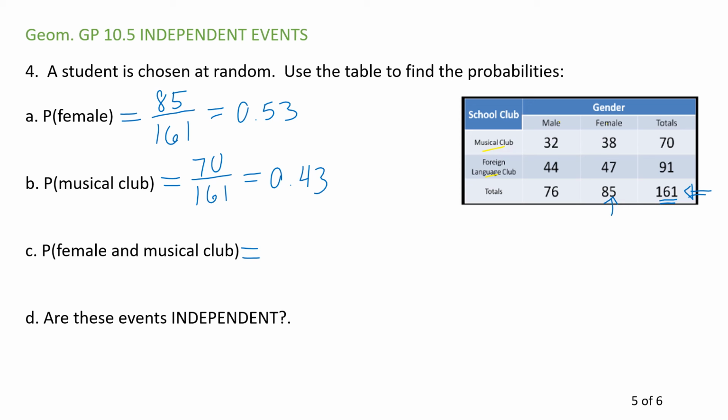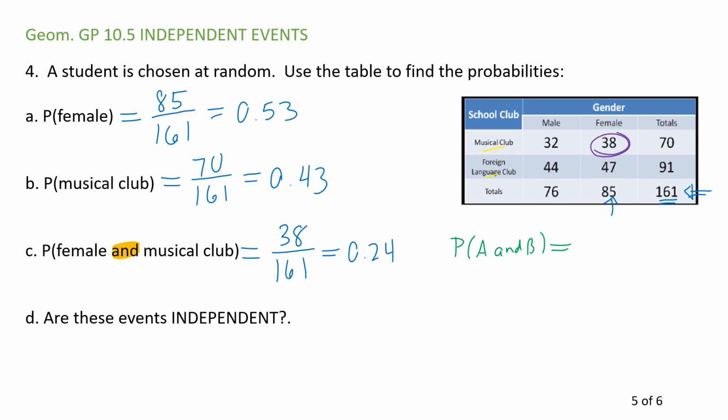Next, I'm looking for the probability that you're a female in the musical club. Well, I'm going to go and look for all the females in the musical club. That's what that 38 represents. 38 females who are in the musical club out of the total possibility. And that's 24. All right. Next, I just need to determine if these events are independent.